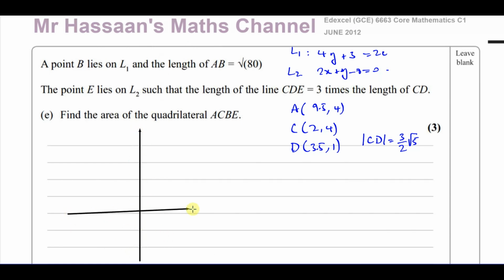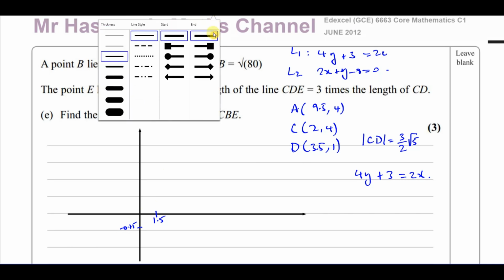Okay, so I'm going to make a pair of axes. I'm going to draw the line 1 and 2. So for line 1, let's just think about where it passes the axes so we can make a little sketch of it. So we have 4y plus 3 equals 2x. When y equals 0, x equals 3 over 2, so it's going to go through 1.5. And when x equals 0, y is going to be minus 3/4, so it's going to go through minus 0.75. So it's going to have a positive gradient.